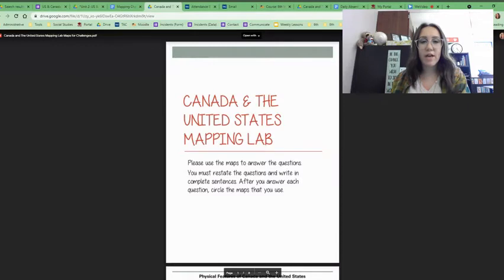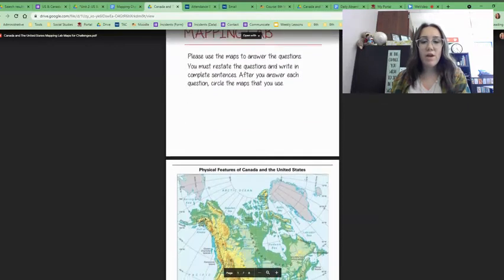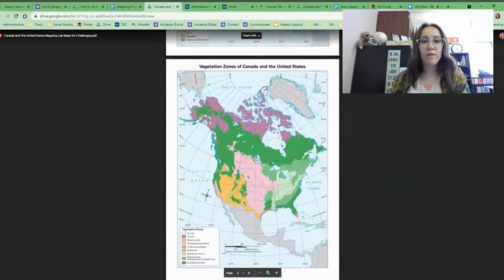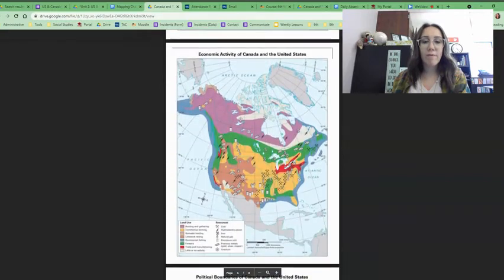So when I open up these maps, it's going to look like this. It's going to say Canada and the United States Mapping Lab. If you just decide to scroll through here, you're going to see a big collection of maps, and they're all very colorful, which is why I would keep it digital, because I printed out in-class copies and they're all in grayscale, which is like black and white. So it's a little bit tougher to read. However, the color copy makes it much easier.